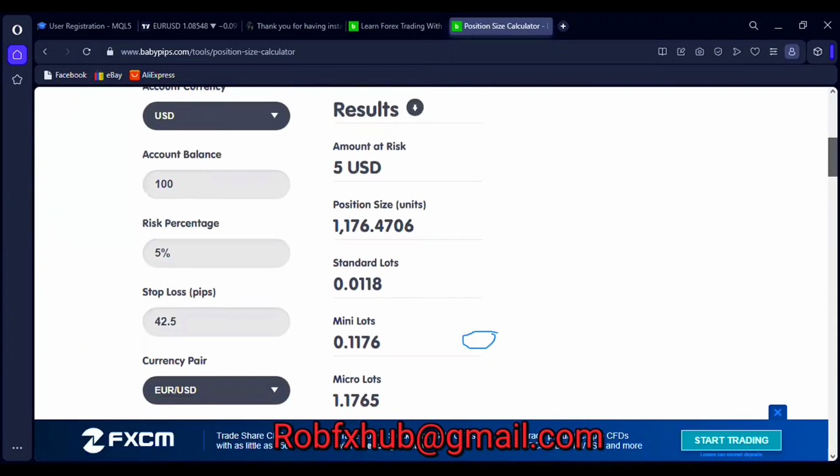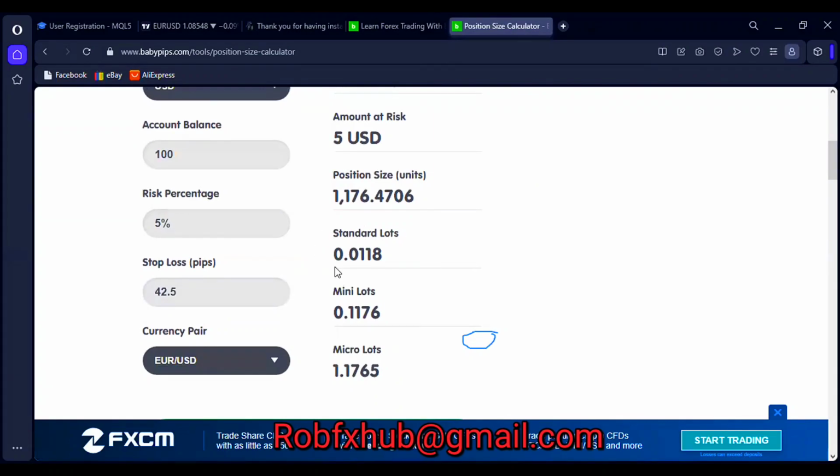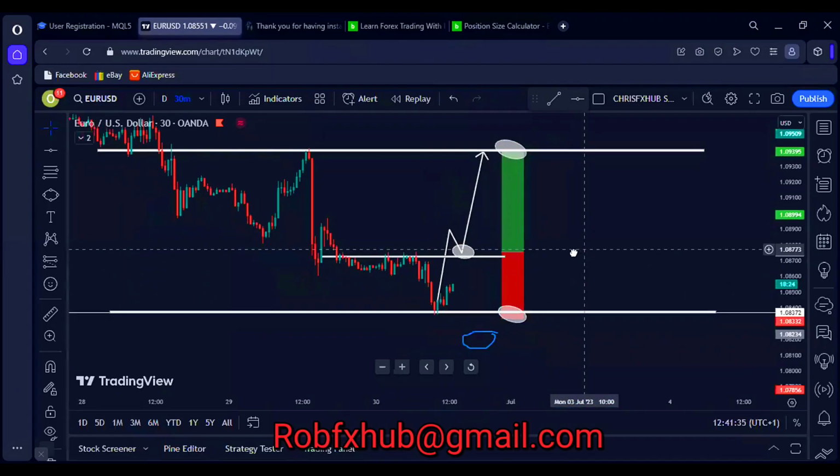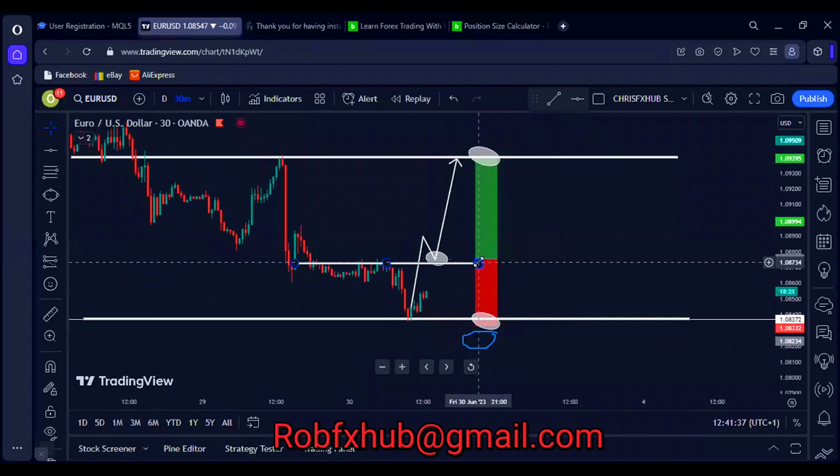Now let's check. Our standard lot is 0.0118, so your lot size is 0.01. I normally take the first to 0.01. 0.01 is the lot size you will use in your Metatrader on this trade to risk $5. If you enter anything more than 0.01, you might be risking more than $5.